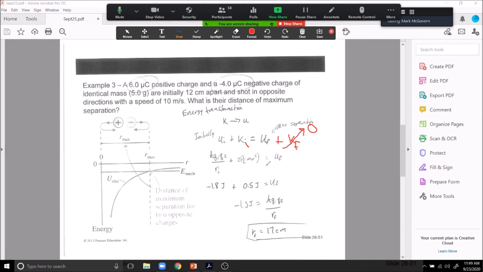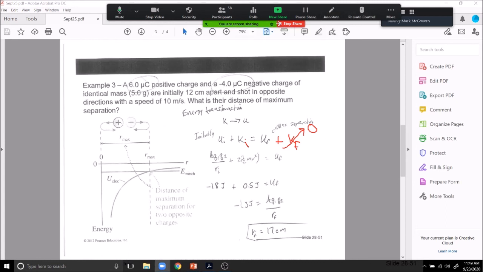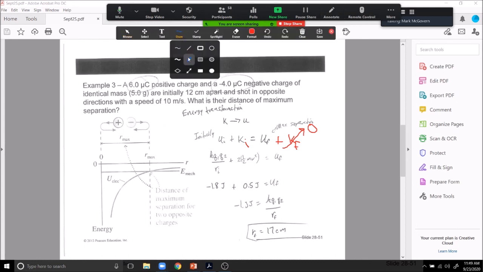At this point, I'm just going to solve for it. What I want to do is compare my potential energy to my kinetic energy. I have a negative 1.8 joules when I put in my values for the initial. Initially they're 12 centimeters apart, so the 12 centimeters goes right for R, and then my charges go here, obviously. I end up with a negative 1.8 joules.